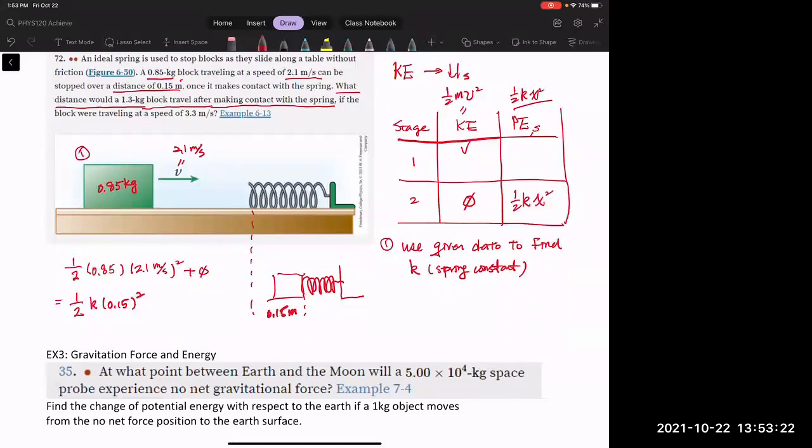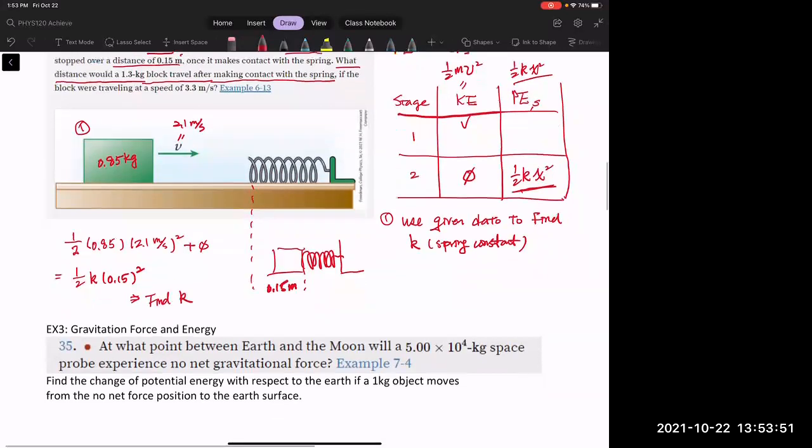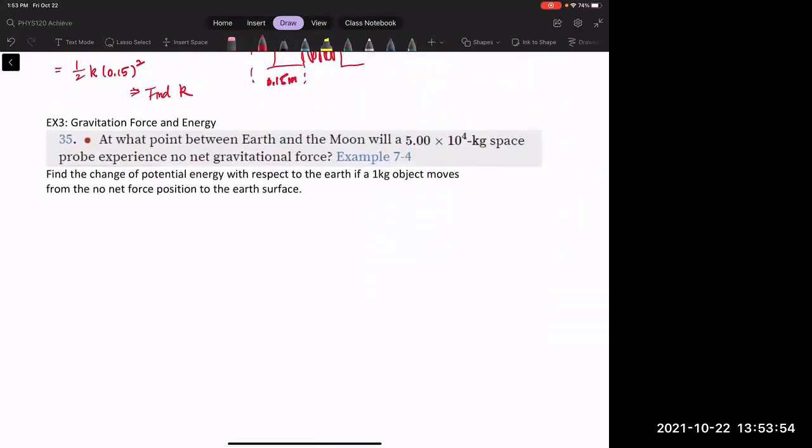Now the second stage only has this one here, so that should be equal to 1/2. I already wrote it. So these two have to be equal, and then you can find the K. The 1/2 can cancel out, then you should be able to find K. Again, this K is the spring constant. All right, let's look at the next one.